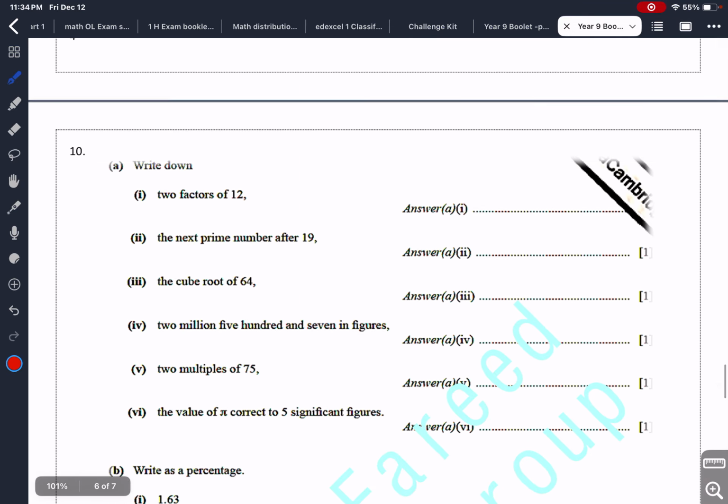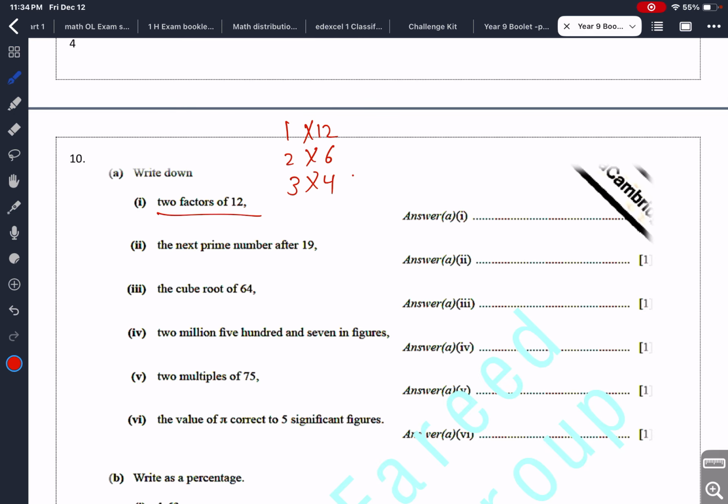Now, write down 2 factors of 12. We all know that 12 has factors like 1 times 12, 2 times 6, 3 times 4. So for 2 factors of 12, you can just choose whatever you want, 3 and 4, and write it like this.